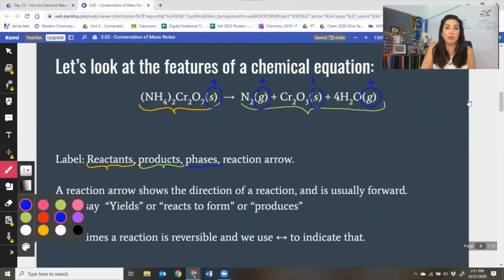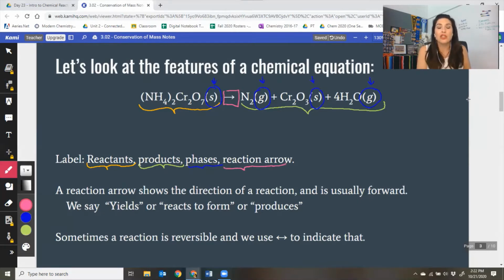And the last component of our reaction is this reaction arrow. This reaction arrow shows the direction of the reaction. Usually it's pointing in the forward direction. And the way that we would speak this if we were trying to describe this chemical reaction is we would say that this yields or reacts to form or produces some compound. Occasionally we may see reversible reactions in which you will have a double-headed arrow that indicates the reaction can proceed one way and then back again the other way, although that's less common.